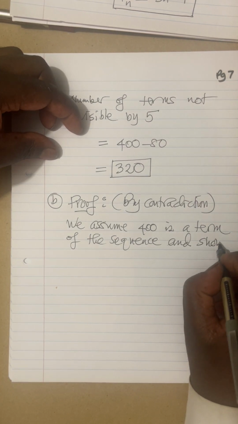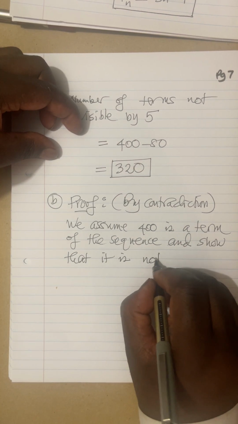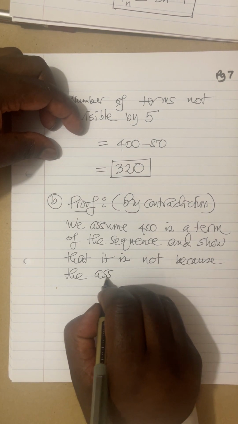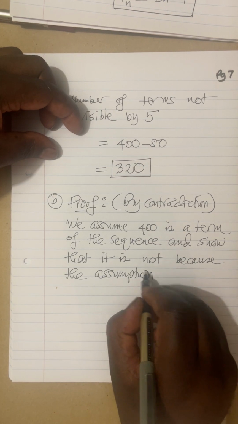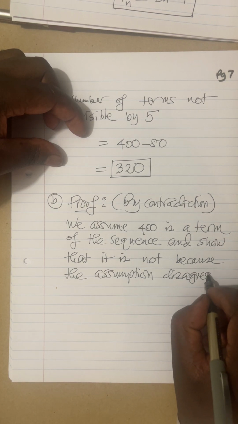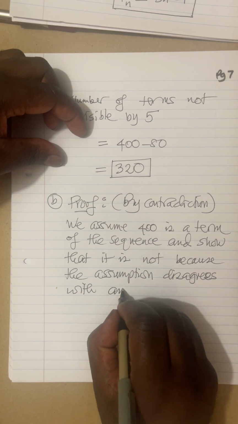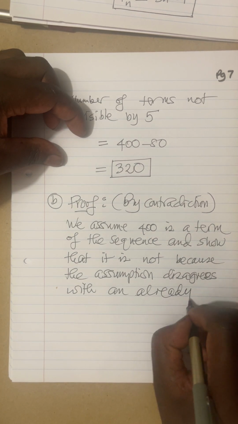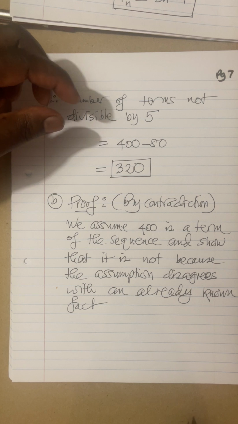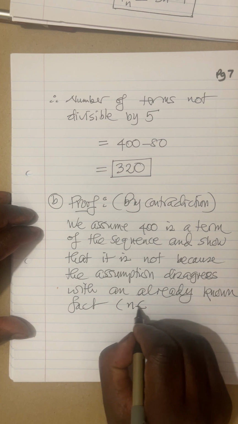And show that it is not, because the assumption disagrees with an already known fact. The assumption disagrees with an already known fact. In this case, the already known fact is that n is a natural number.